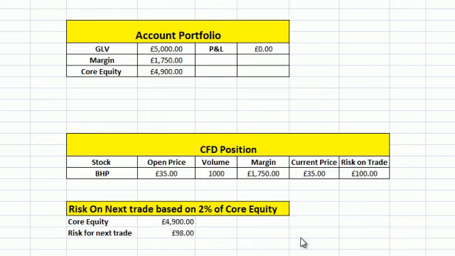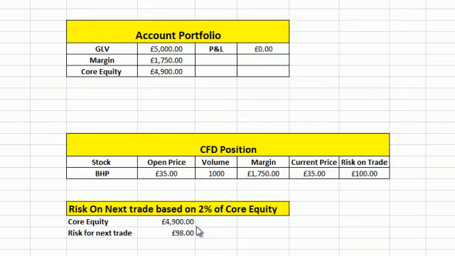Now, if we wanted to now enter a new position, we have to work out what our core equity is to then factor in what we're going to now risk on our next trade. So in this case, to get our core equity, we're taking the potential risk or the potential losses on any open positions. In this scenario, we've got that £100 on our BHP. So therefore, we take our original equity of £5,000, subtract the £100 that we've got at risk, which will give us a core equity of $4,900.